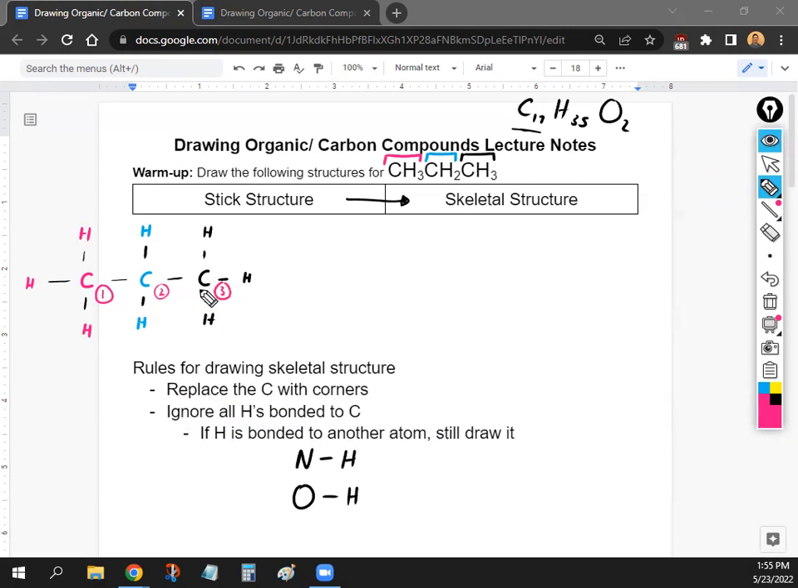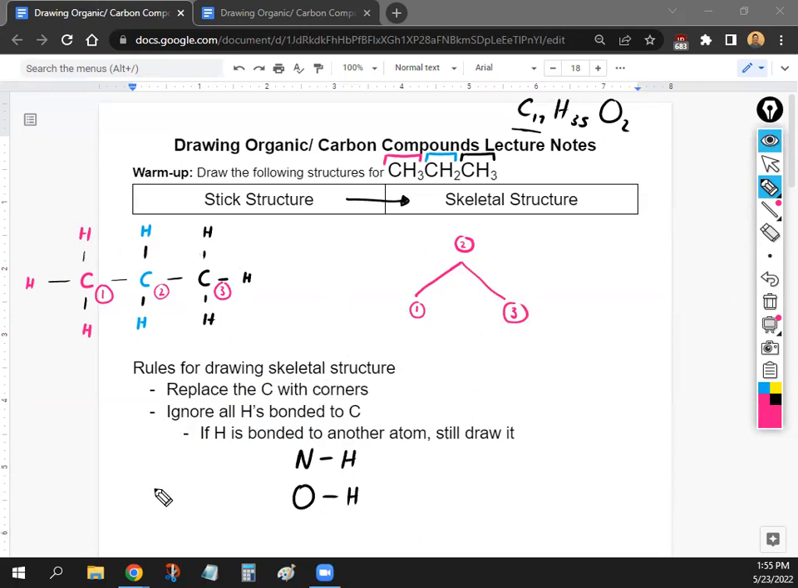Okay, so 1, 2, 3 carbons. When we take the stick structure and make it a skeletal structure, we just replace all the carbons with corners. So let's take carbon number 1. We're going to make it one corner of a line, and it's going to connect to carbon number 2. So carbon 1 is right here. Carbon 2 is right here. And then we could turn carbon 2 into a corner to connect it to carbon 3, and there you go. This is the skeletal structure of this molecule right here.